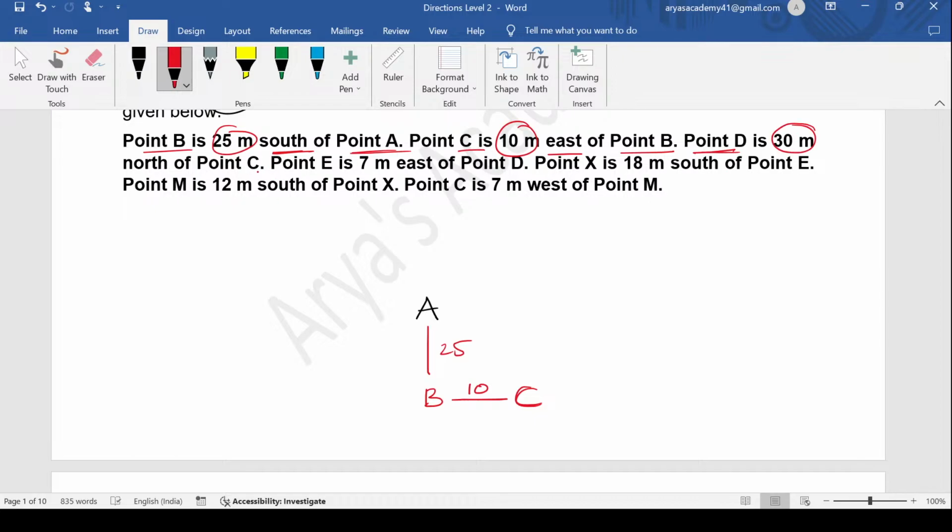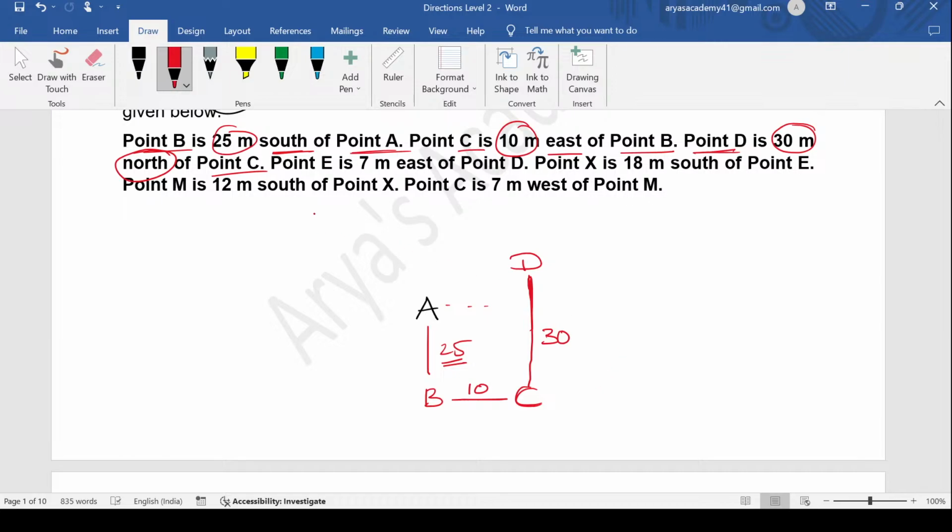Then point D is 30 meters, again 30 meters from which point? Point C, and towards which direction? Towards north. See, this is actually 25, but they are telling you towards north of C, not at 25 but 30. So it is slightly above point A. They are not on straight line but slightly above. And here comes a point D, and this distance is not actually 25 but it is actually 30 meters.